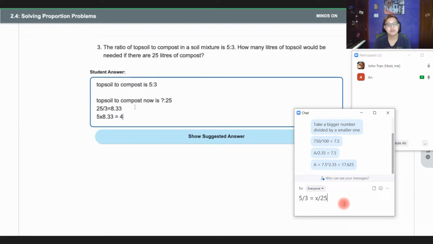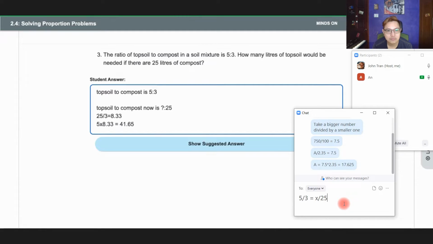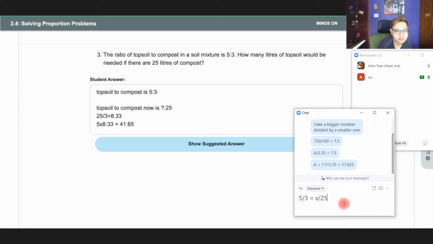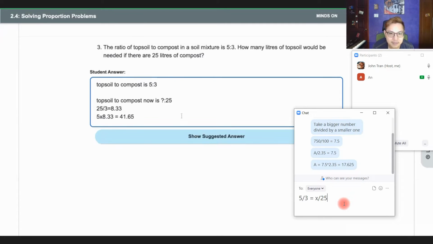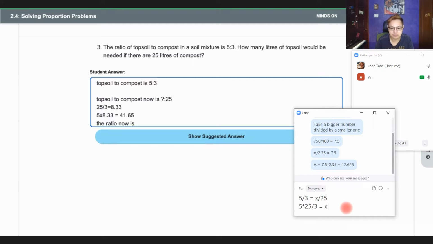about... Just try doing what you say. 41.65. Are you sure? I don't think this is the right answer, isn't it? Maybe. Okay, topsoil to compost. Ah, okay, that's the right answer. Okay, 41.65. Very good. So the ratio should now be 41.65 to 25.